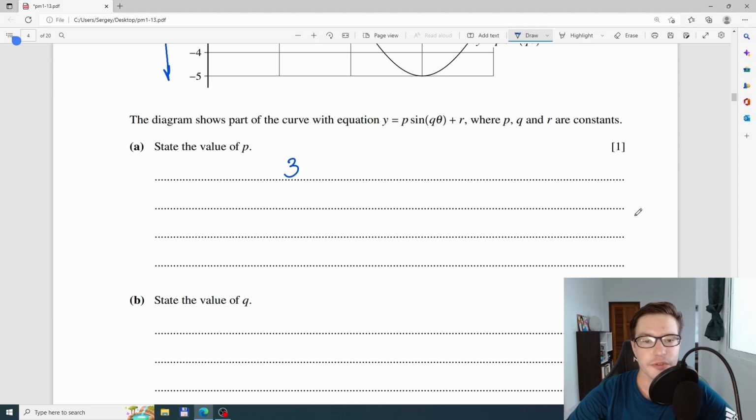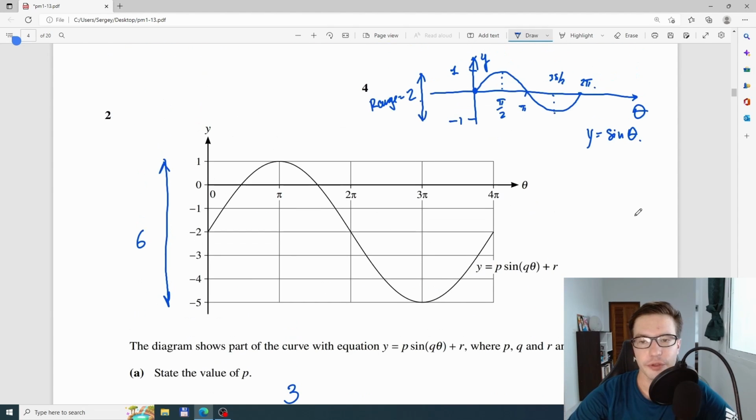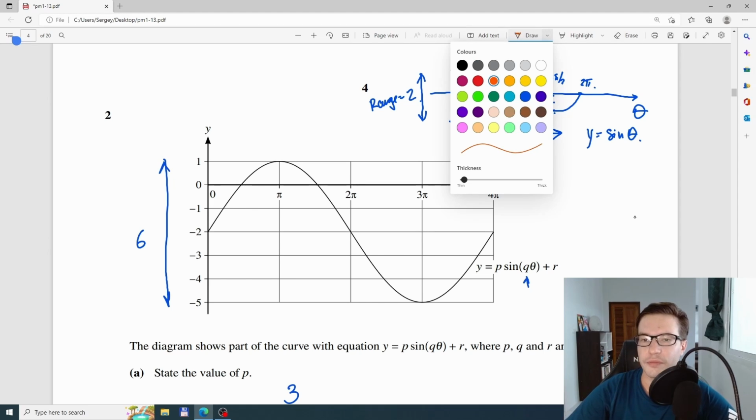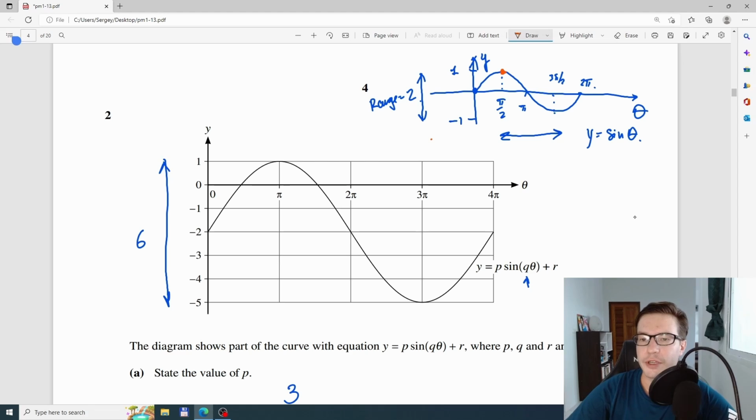Okay, let's move on to the next one. State the value of q. Now in that formula, q is going to affect the stretch on the horizontal axis. Again, looking at sine theta, let's choose 2 points on this graph, from maximum to minimum. Now the distance is going to be 3 pi over 2 minus pi over 2, which is pi.